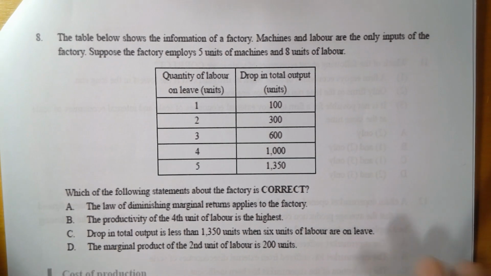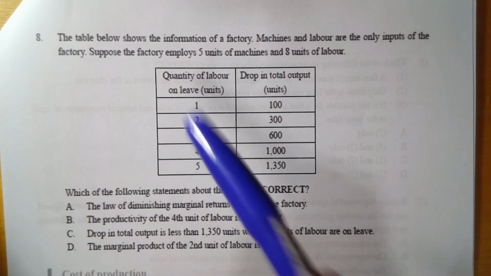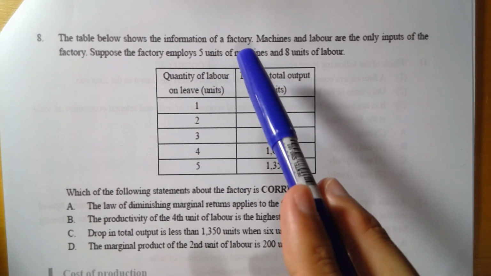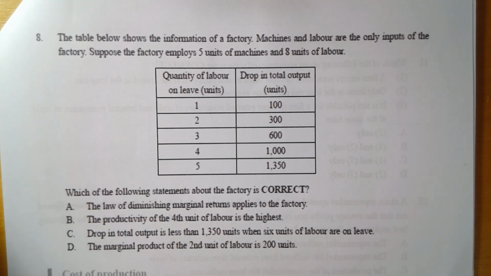Now here, let's look at question 8. Okay, now the table shows the information of a factory. 我哋啦睇一睇啦。Now this question is a type of question that I must say the publishers are trying to be creative, but then it doesn't make sense.